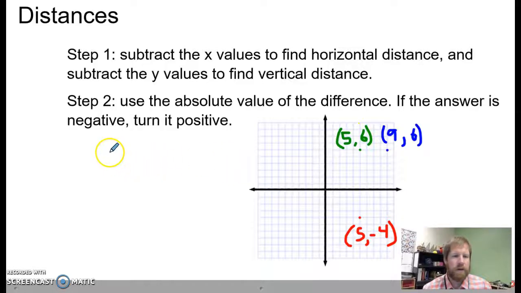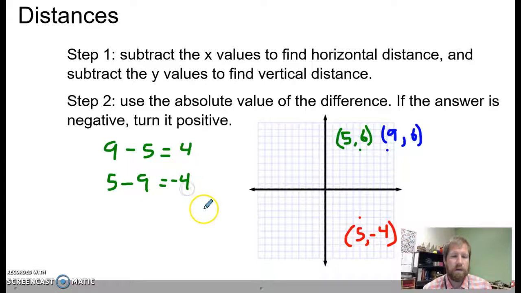Okay, so we can do, and it doesn't actually matter which order you put them in. I could do 9 minus 5 or 5 minus 9. Okay, either one will work because I'm going to do my subtraction. 9 minus 5 is 4. 5 minus 9 is negative 4.